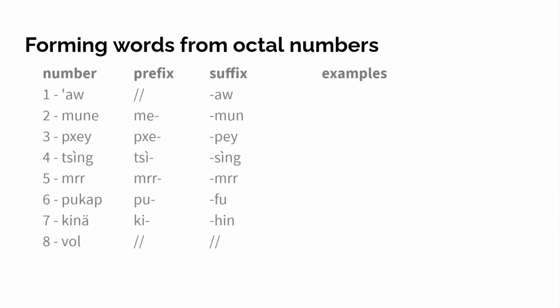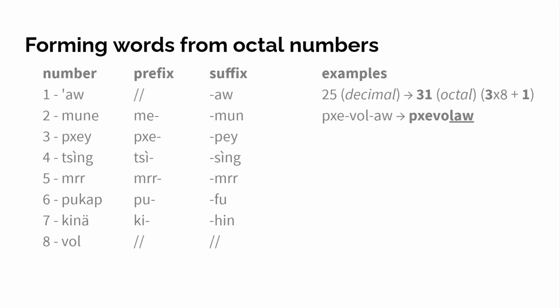Let's look again at some examples now that we have all the building blocks together here. 25 in decimal would become 31 in octal if we use the methods that we learned before. So that would be 3 times 8 plus 1. 3 times 8 would be e vol, because e is our prefix 3 times, vol 8. Plus 1 then would be au, so we get e vo lau as our word for 31 in octal, but this then of course translates to 25 in decimal.